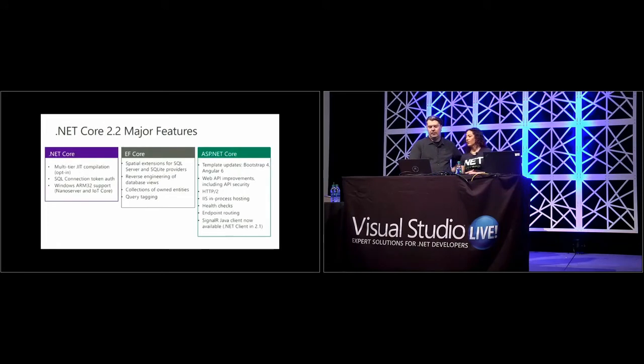Okay. Cool. So some major features here. This multi-tier JIT compilation, that's an opt-in. That's a performance feature that we enabled in .NET Core 2.2. It will be on by default in 3.0. We're still making sure that all the customer scenarios are covered, because sometimes an app breaks if it goes too fast, believe it or not.